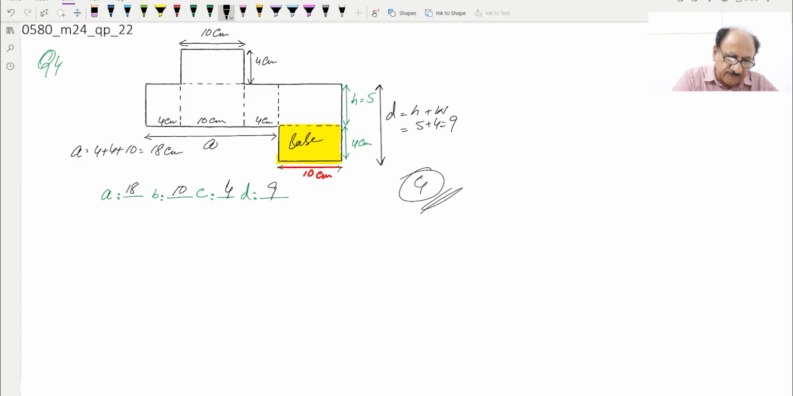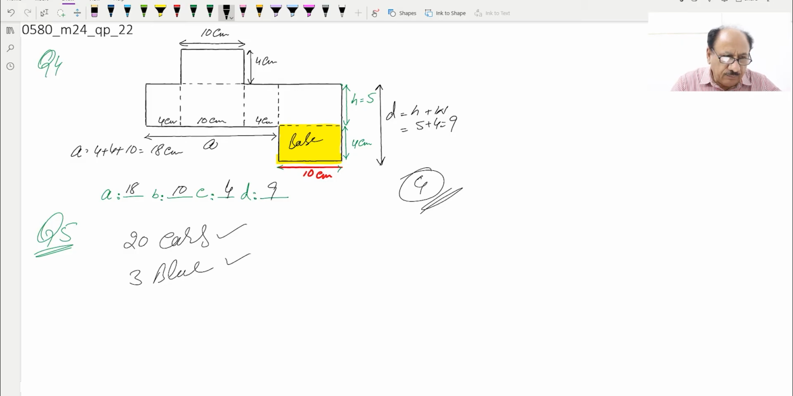Hopefully you understood this. Now we can go through question number 5, and this is a very important paper. I'm trying to explain as much as possible. You need to refer to the published papers from different sites, which are easily available. Now question number 5 says there are 20 cars in a car park, and 3 of the cars are blue. So 3 cars are blue. Total are 20. Out of 20, 3 are blue.